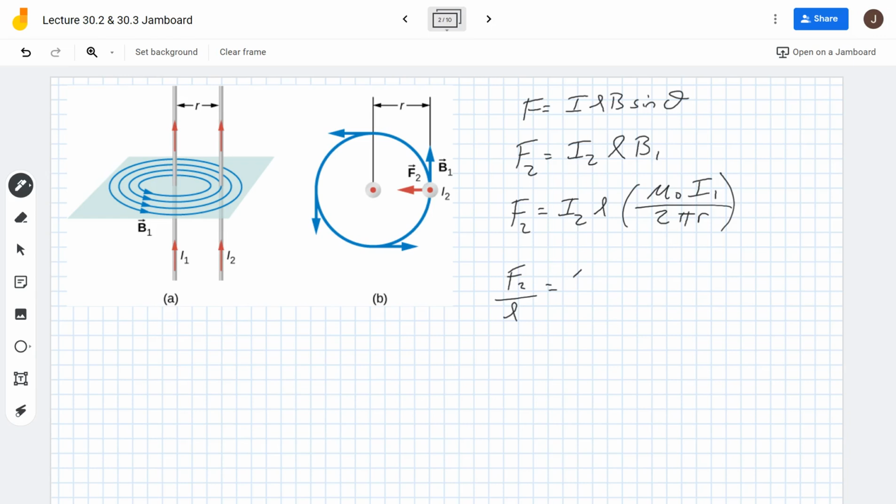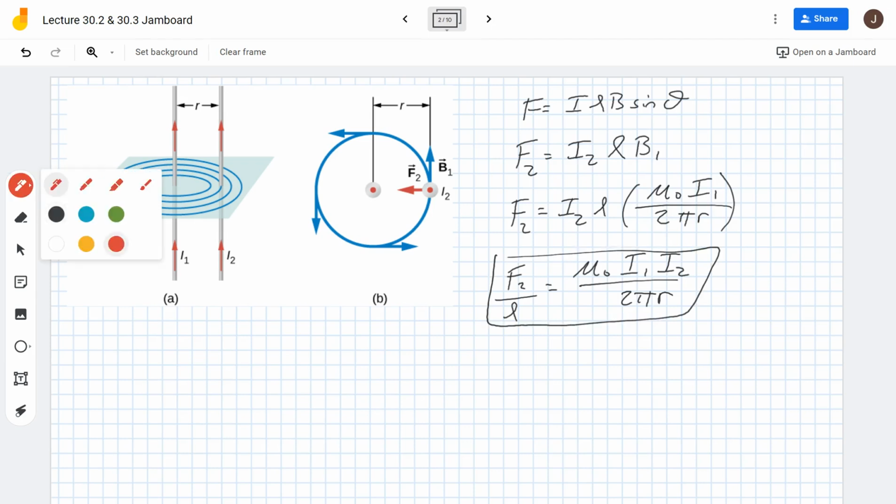We'll simplify the right side, so it's mu naught, the permeability of free space, times I1 times I2, divided by 2 pi r. And again, what we've identified here is the force per unit of length. Right, so depending on how long your wire is, you can then determine what the total force is, if you know what the force per unit length is already.